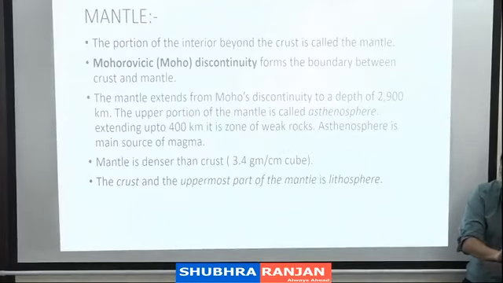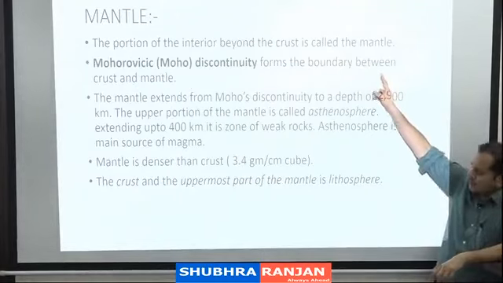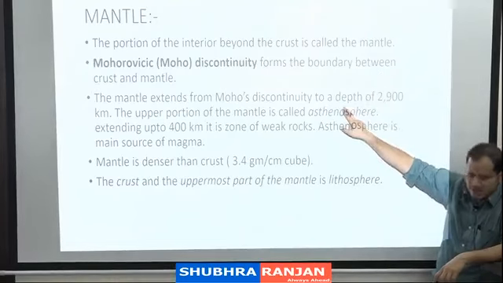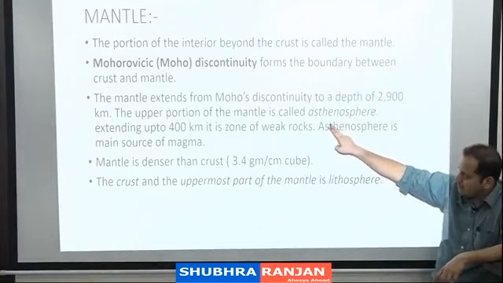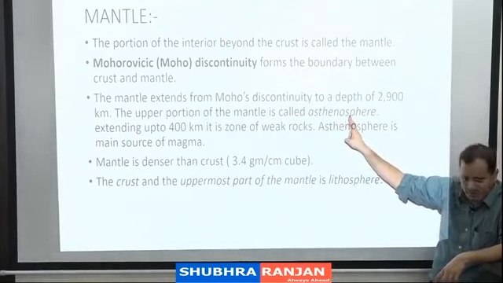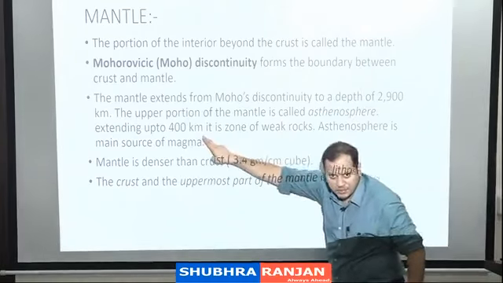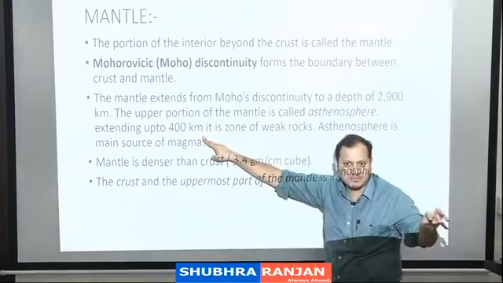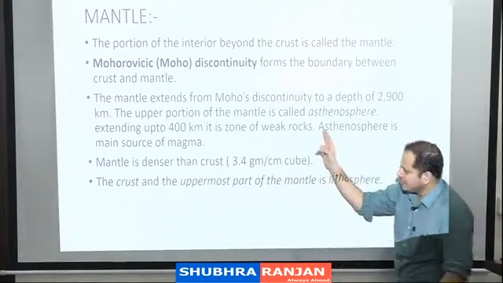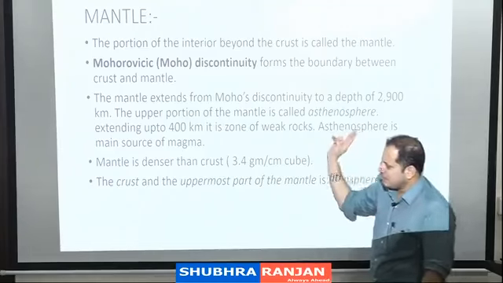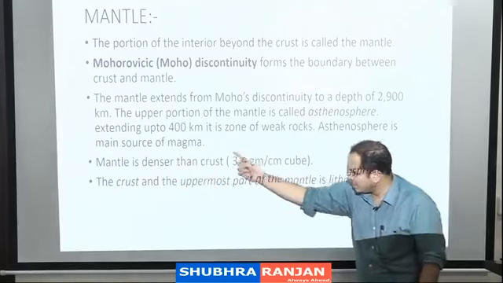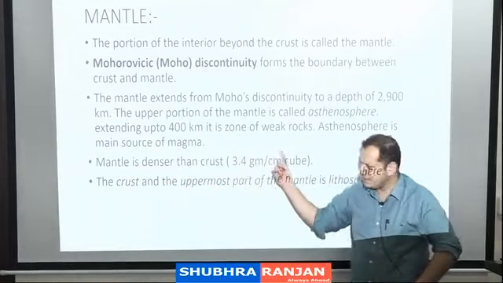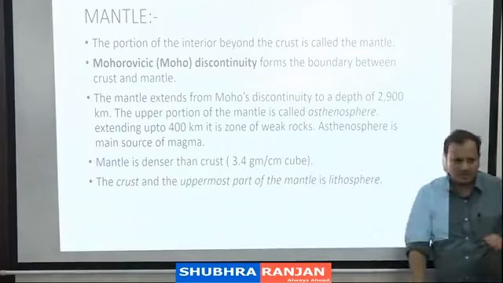Mantle: the portion of the interior beyond the crust is known as mantle, separated by the Moho discontinuity. The mantle extends from the Moho discontinuity to a depth of 2,900 kilometers. The upper portion is called the asthenosphere. Maximum depth is 400 kilometers, but average depth is 200 kilometers. It is the zone of weak rocks. Asthenosphere is the main source of magma. Mantle is denser than the crust, and you can see the figure here. Kitna density of the mantle? Average is 3.4 grams per centimeter cube.